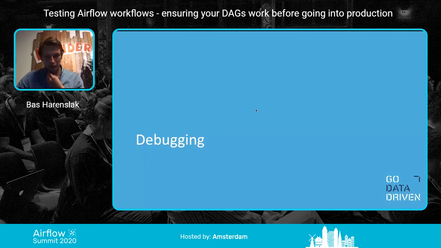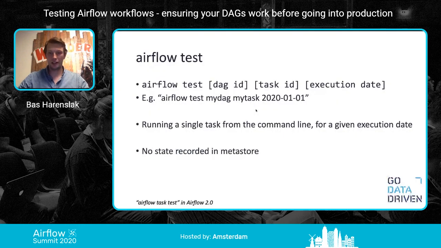So I see I'm almost out of time, and we're going to the last section, debugging. So let's say you've tested everything, but there's a problem and you don't know what to do. So you have to dive in. There's a couple of tools that we can use for that. One very useful one is the CLI command airflow test. You start with airflow test, DAG ID, task ID, and some execution date. If you're not using the execution date in your DAG code, it doesn't matter what you fill in, but you have to fill in some random date.